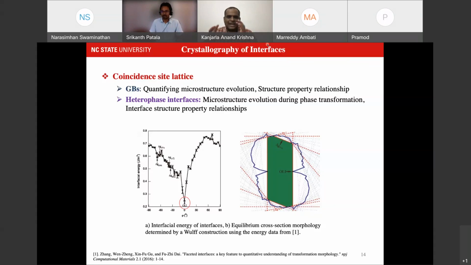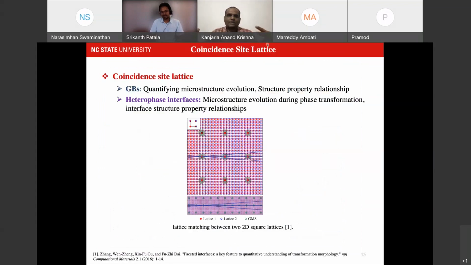And you can actually use the same algorithm even for cubic materials. Let's say if I want copper, I want sigma 5, but maybe a slight deviation from sigma 5, 0.1 degrees from perfect match. Right.